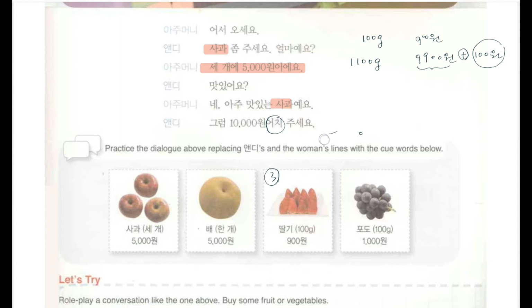Okay, let's move on. 자, 4번 갑시다. 자, 4번. Now, we want to buy some grapes. 자, grapes as well, they sell by grams. 자, 제가 아주머니 할게요. 어서 오세요. 100g에 1,000원이에요. 네, 아주 맛있는 포도예요.